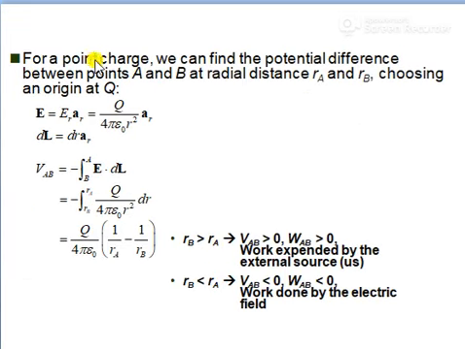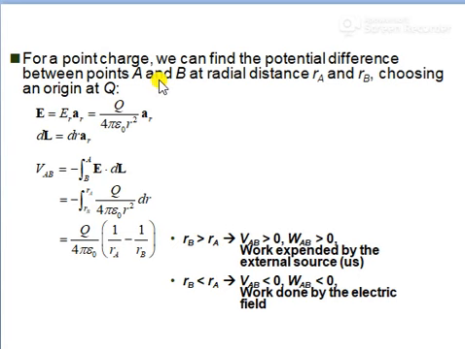Now for a point charge, we find the potential difference between points A and B at radial distances RA and RB, choosing an origin at Q. Here you know E is equal to Q by 4 pi epsilon naught R square, in the direction a R, and dl is this. Now VAB is nothing but this equation. Put the value of E and the value of dl here, and that becomes the equation for potential difference. After integrating, what you will get is Q by 4 pi epsilon naught times 1 by RA minus 1 by RB. So this is for a point charge.